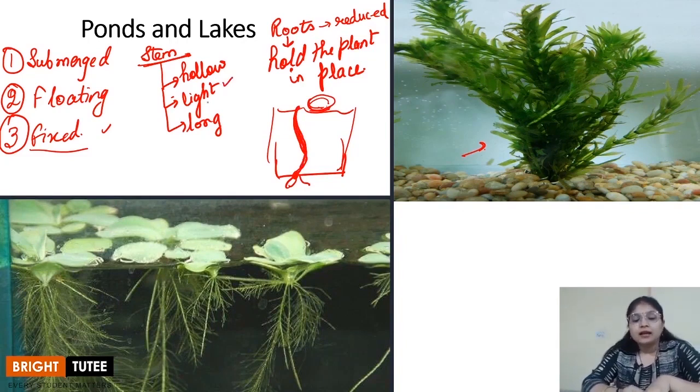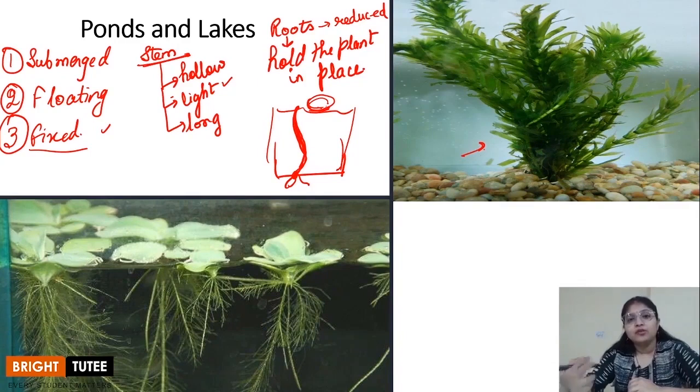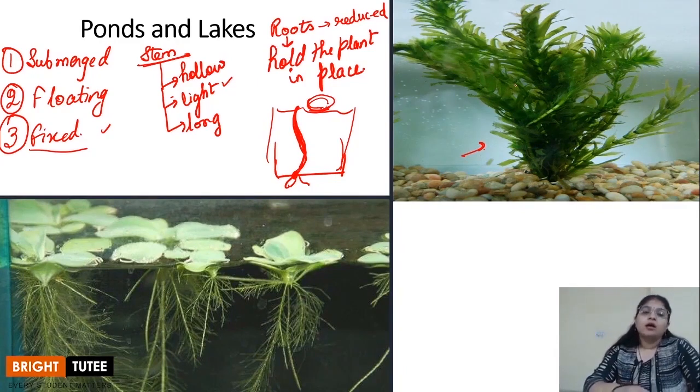The reason is that the plant actually does not need the support from the stem. The stem is just to bear the flowers and the leaves, right? Like in the case of shrubs and the trees, we saw the stem was supporting the structure of the plant, but in this case this is not so, right? The stem is long, it is hollow, and it is quite light.